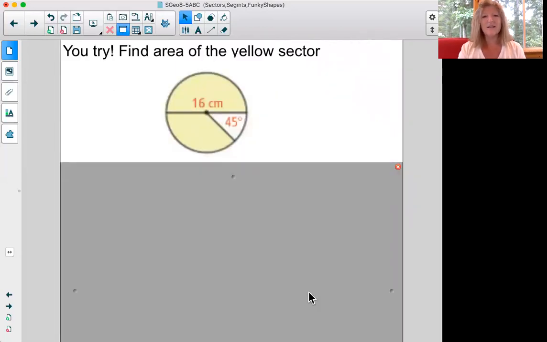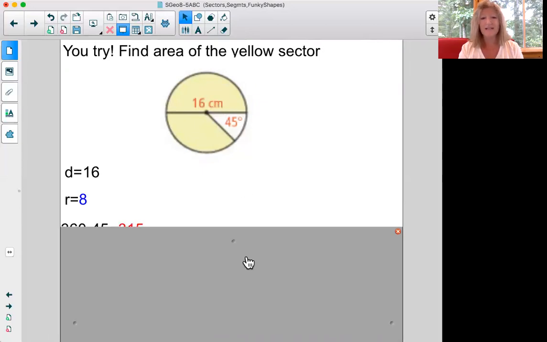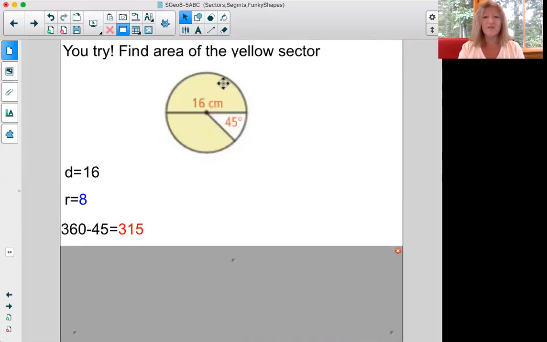So now pause, find the area of the yellow sector on your own paper, and then press play for the solution. Now be careful, because here we're given that this measurement is 45. So to get the yellow measurement, we would have to do 360 minus 45 just to figure out the measurement of this large major arc. We also know we're given the diameter, and so the radius is half of that, or 8. And then the measurement of this arc is 315.